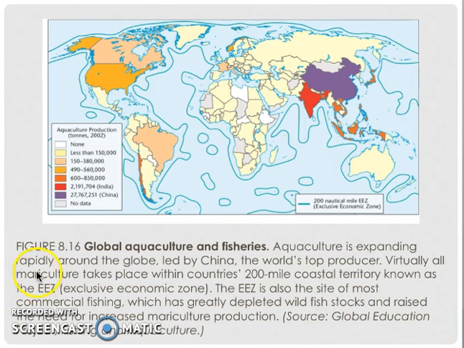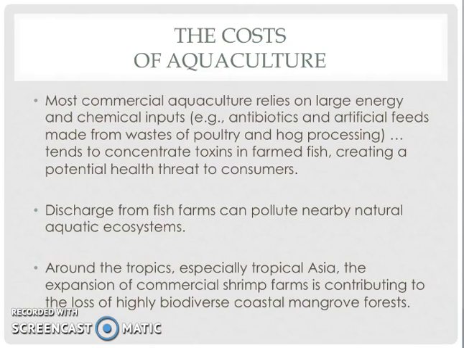Aquaculture is expanding rapidly, especially in China. You see in the deep purple here some of their vast amounts of tons, over 27 million. And they also mapped out here the exclusive economic zones, EEZs, also the site of the most commercial fishing, which has greatly depleted wild fish stocks. So once you're about 200 miles off the coast, it's free game for fishing from boats from other nations.